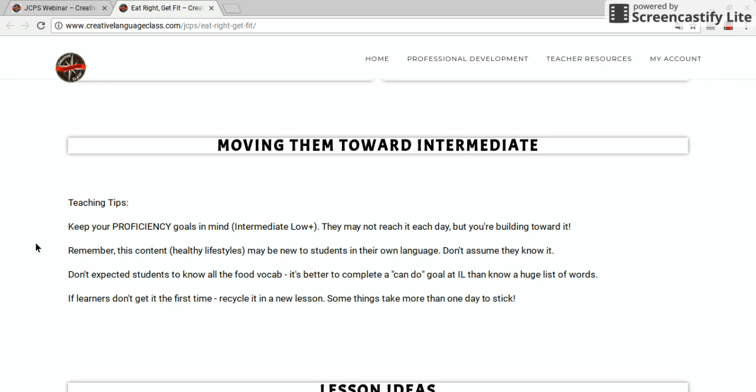And the last one I put in here is, if learners don't get it the first time, recycle it over again. Instead of making them feel bad, like you didn't get today's goal quite at that intermediate low, move on, but recycle some of that information so that they see it several times, and it gives them more of a chance to acquire that language.